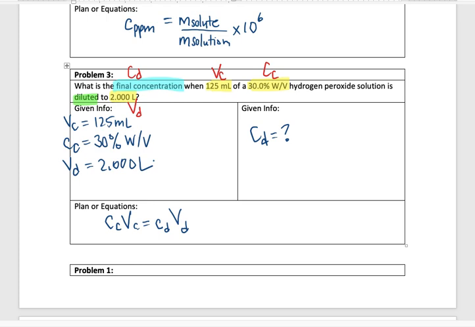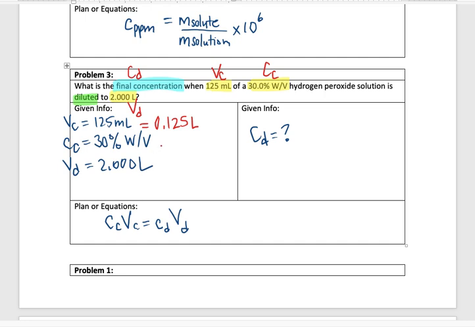Use the formula below. With these ones, you don't have to have mole per liter for the concentration, but you just have to be consistent. If you're going to use milliliters, use milliliters. If you want to use liters, change everything to liters. In this case we can just change everything to liters, I think that's your preference, so divide by 1,000.